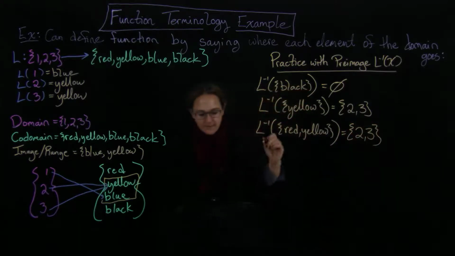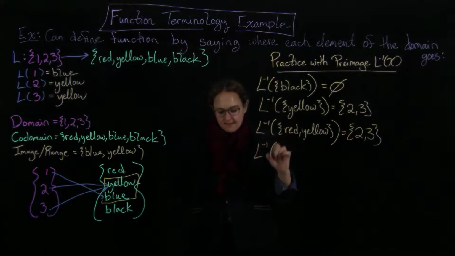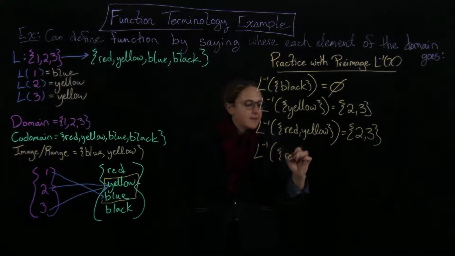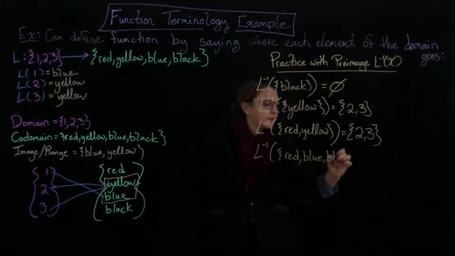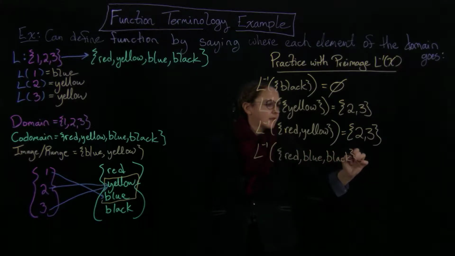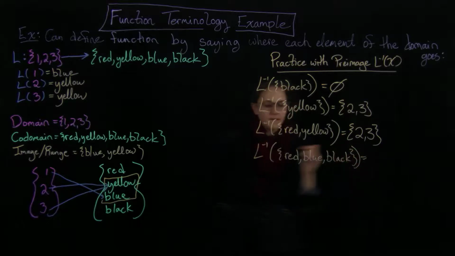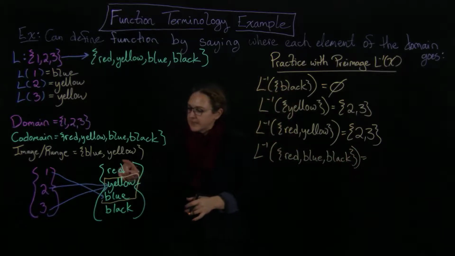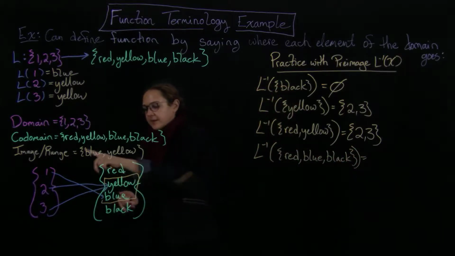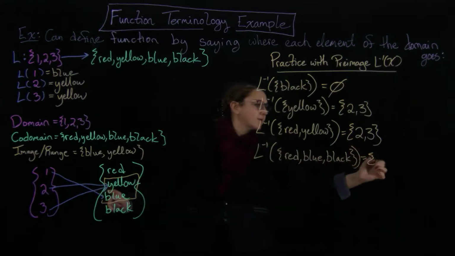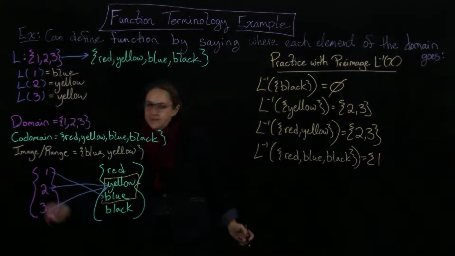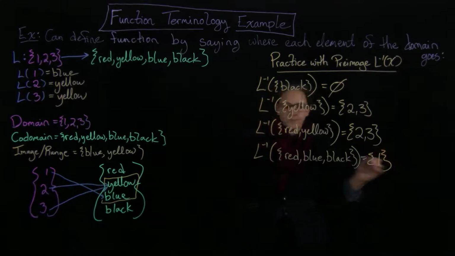And then if I want to take L inverse of, let's do red, blue, black. Right? What am I going to get? So I'm looking at red and blue. So nothing in the preimage of red. In blue, I get 1. So let's list that before we forget. And then there's nothing in the preimage of black, so I'm done.